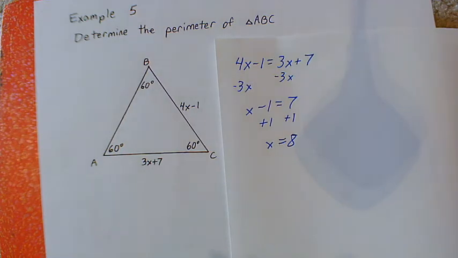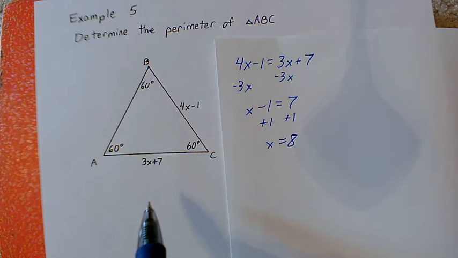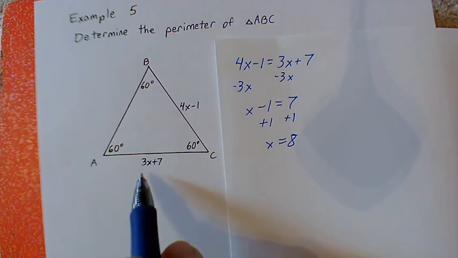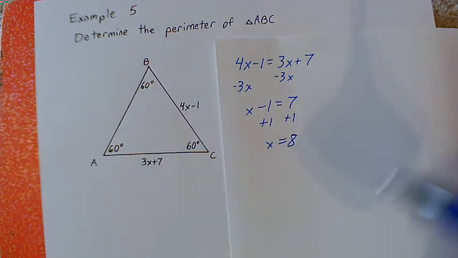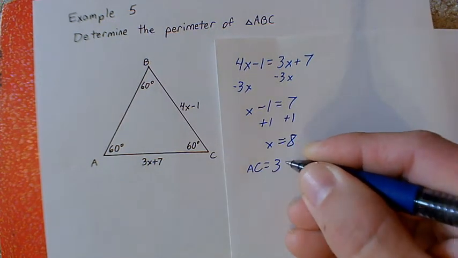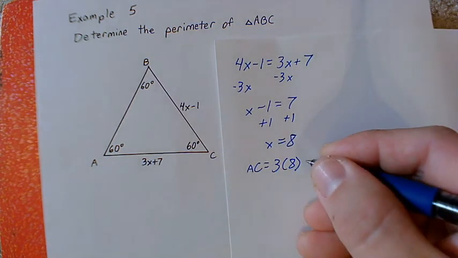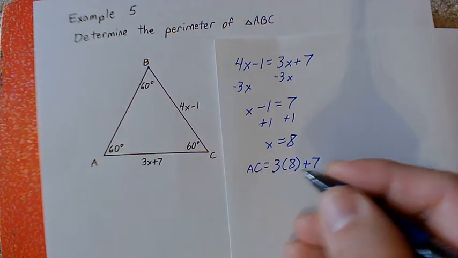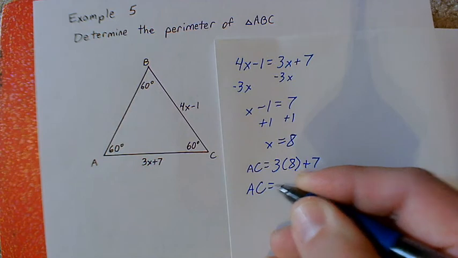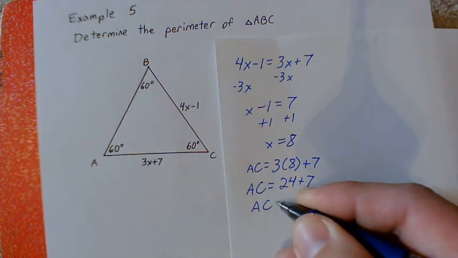Now, to wrap this problem up, I'm going to determine the perimeter of that. To determine the perimeter, I'm going to find one side, and I'm just going to triple it, since I know it's equilateral. So I'm going to plug it back into one of these two expressions. Doesn't matter which one. So I'm just going to figure out how long AC is. That's my personal preference right now. So 3x, I'm going to plug 8 in for x, plus 7. 3 times 8 is 24, plus 7, which is 31.